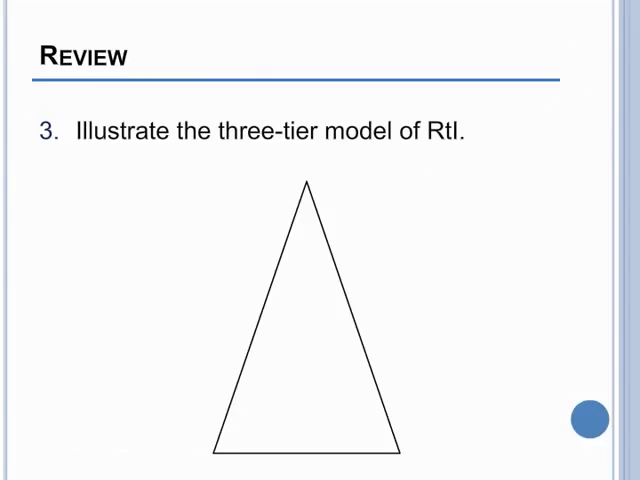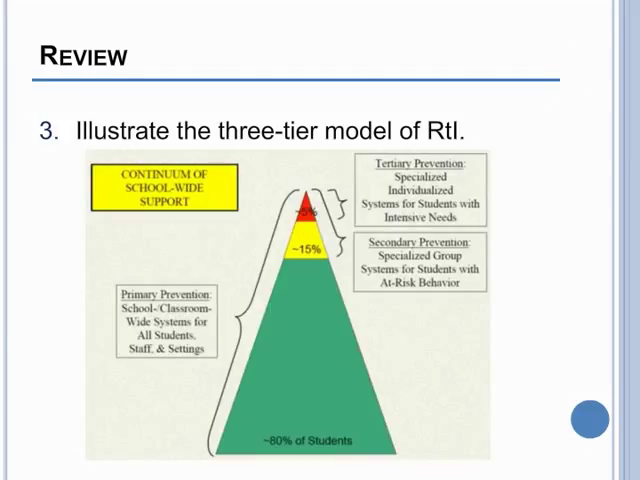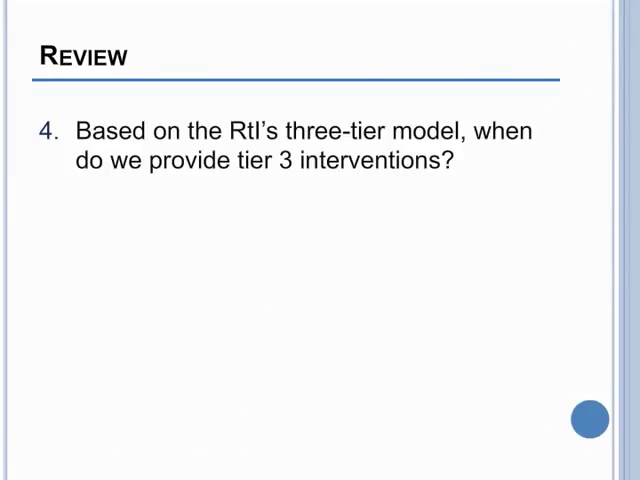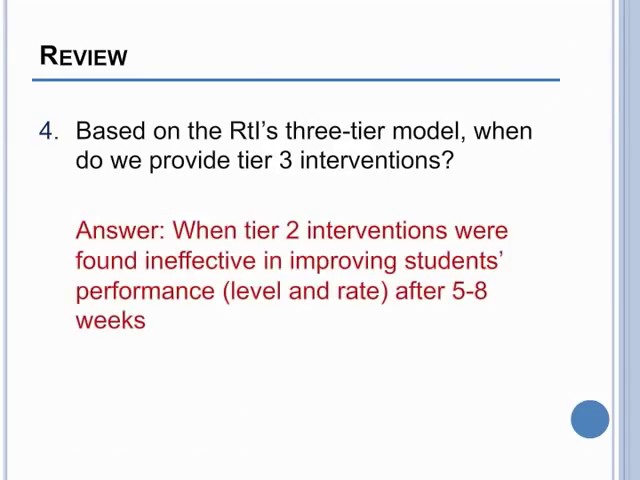So if you were to illustrate the three-tier model of RTI, how would you do that? With the 80% of students in the primary prevention, 15% of the students in the secondary, and then you have that 5% at the top. So based on the RTI's three-tier model, when do we provide Tier 3 interventions? That's right. When Tier 2 interventions were found ineffective in improving the student's performance level and rate after 5 to 8 weeks.